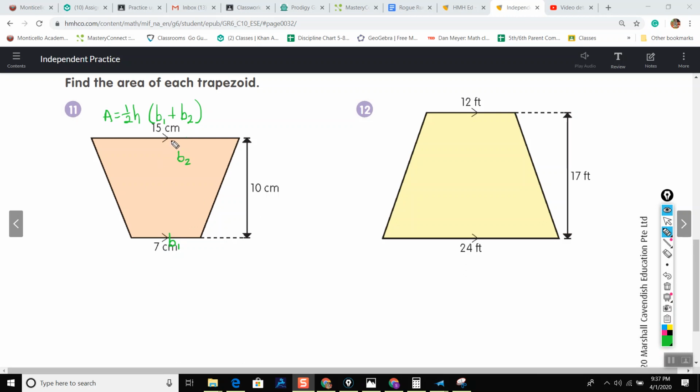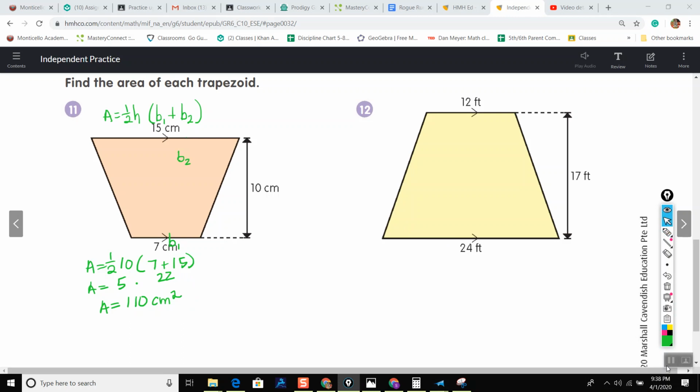Let's fill in our information. Area is equal to 1/2. Our height is 10. Base 1 is 7. Base 2 is 15. That added together is going to give you 22. So now we have area is equal to, and 1/2 of 10 is 5. So we have 5 multiplied by 22. So area is equal to 5 multiplied by 22, which is 110, and it's centimeters squared. Okay? All right. Moving on to the next one.